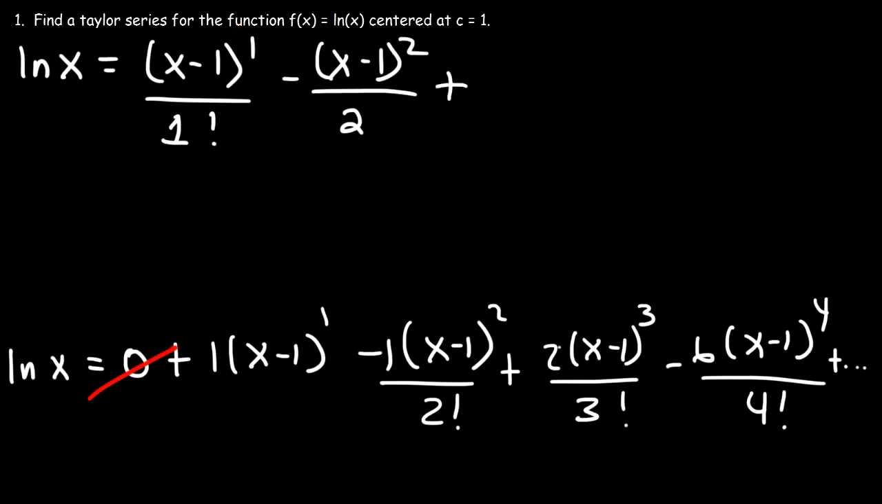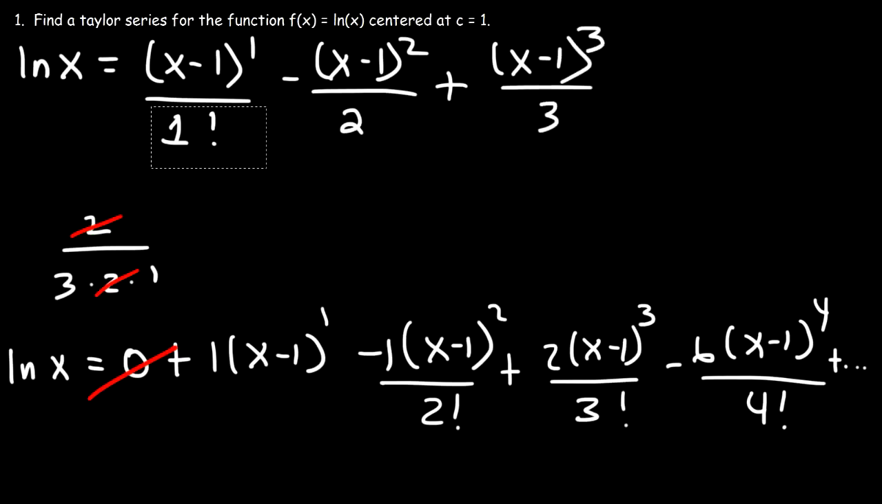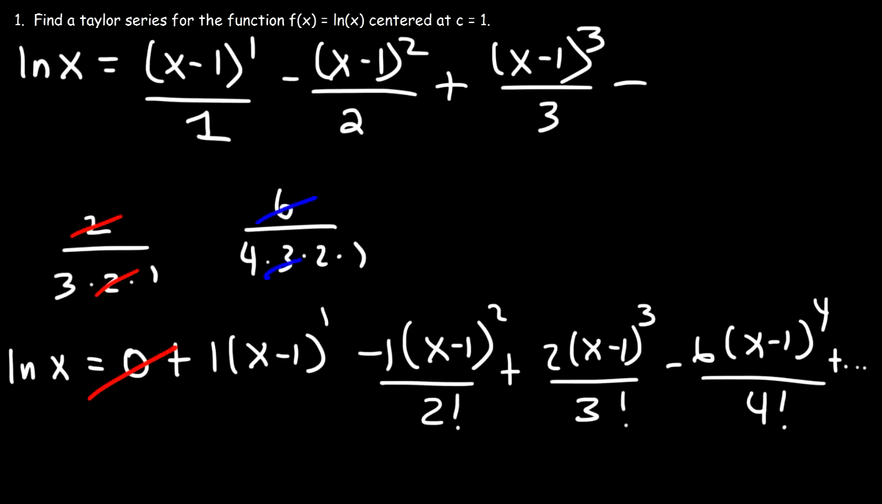And then plus, what is 2 divided by 3 factorial? 3 factorial is 3 times 2 times 1. And so we can cancel the 2. So therefore, this is going to be plus x minus 1 to the third power divided by 3. I'm just going to write this as 1 so you can see the pattern. And then this is going to be negative. Now, 6 divided by 4 factorial. Let's simplify that. 4 factorial is 4 times 3 times 2 times 1. So 6 will cancel with 3 times 2. So this is going to be x minus 1 to the 4th power divided by 4.